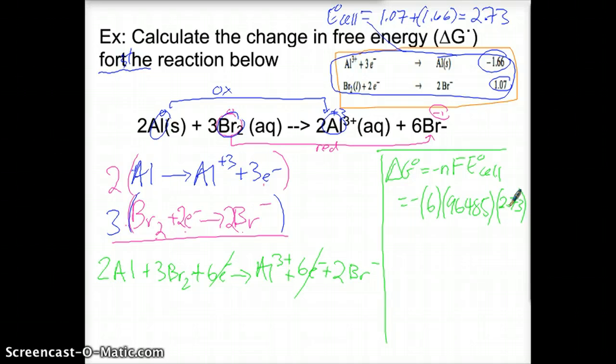And then if I go ahead and do the math, if I multiply all those numbers across, I get a final value of, if I convert to kilojoules, 1580 kilojoules. Except it's a negative. So, does my answer make sense? I have a positive voltage, so this is spontaneous. I have a negative delta G, so this is spontaneous, so this makes sense.